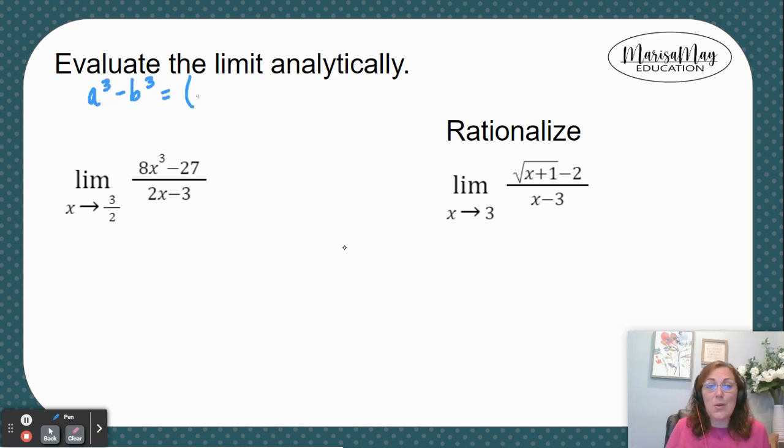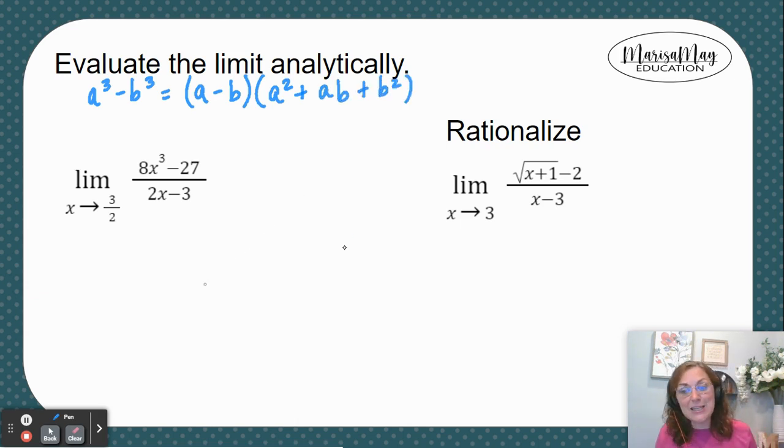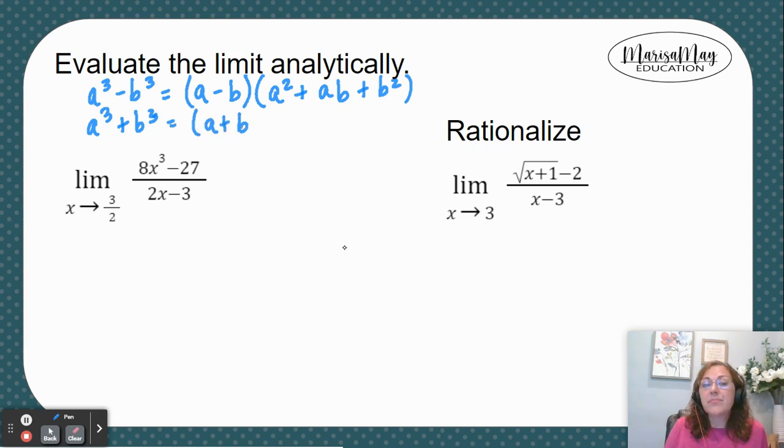You may be saying, what? I don't remember that one. Well, friends, here it is. Because it is used quite often with limits, I like to remind students of it. I'm even going to give you the sum pattern because I want you to see that they're very similar.